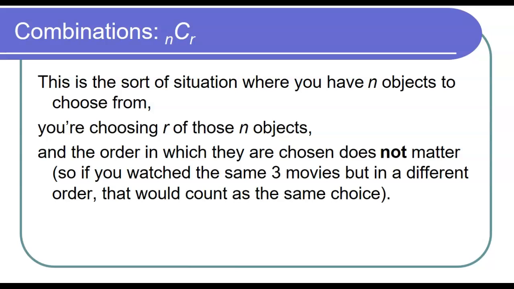So when the order does not matter, you have a certain number of objects to choose from, you're choosing some of those objects, and you want to know how many ways there are of making that choice. If the order in which they are chosen does not matter, we call that combinations. So permutations is where the order does count. Combinations is where the order does not count. And I'm going to end this video here and come back and talk more about combinations and how you calculate those in the next video.